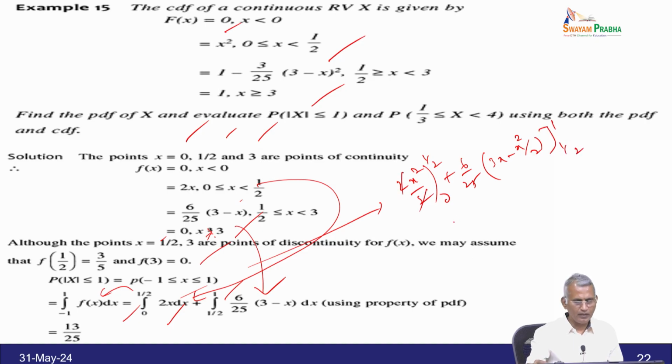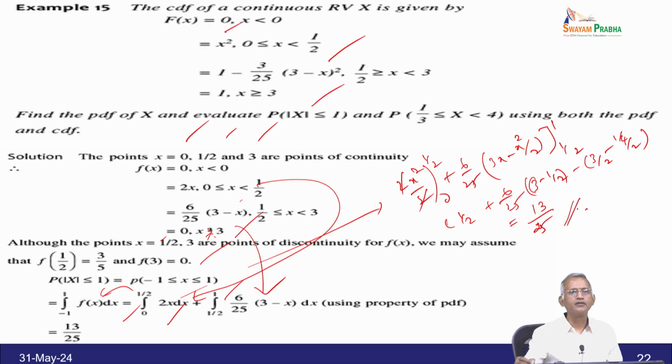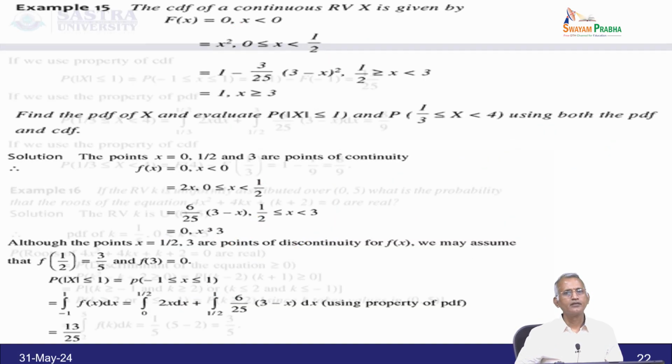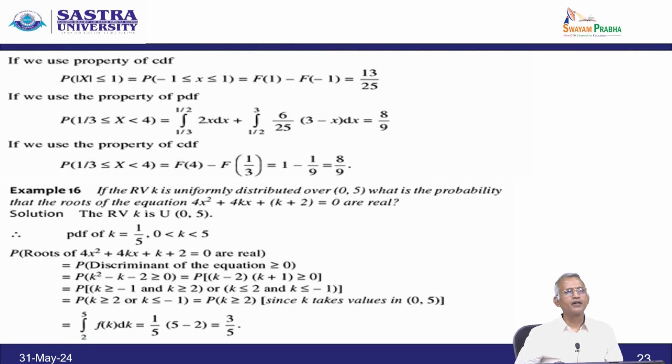So, we have half, and here this will be 3 minus 1 by 2 minus 3 by 2 minus 1 by 4 by 2, and simplifying, we have 13 by 25. So, this is the required answer for the given problem. Using the property of CDF, probability of mod x less than or equal to 1, where x lies between minus 1 and 1, is F of 1 minus F of minus 1 equal to 13 by 25.